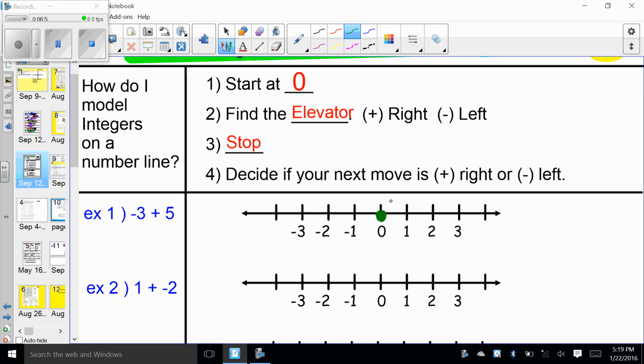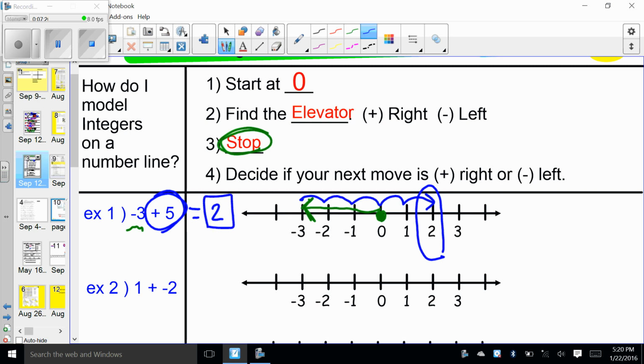We're going to start at 0. Our first move is to find the elevator. It's located at -3. So we're going to go 3 to the left, -3. And then we're going to stop, which is a little bit different than when we were coordinate graphing, because at this point we would go up or down. But this time we're going to stop. We're going to make a decision on our next move. Our next move says go +5. So we're going to turn our whole body around and go 1, 2, 3, 4, 5 in the positive direction. Meaning my finishing position then is at +2. So +2 would be your answer there.